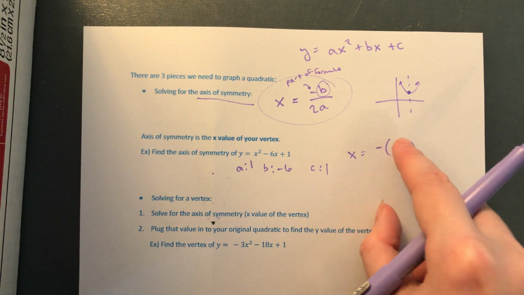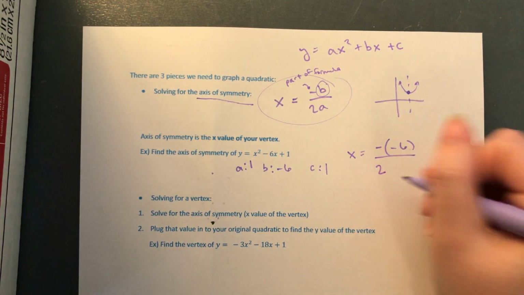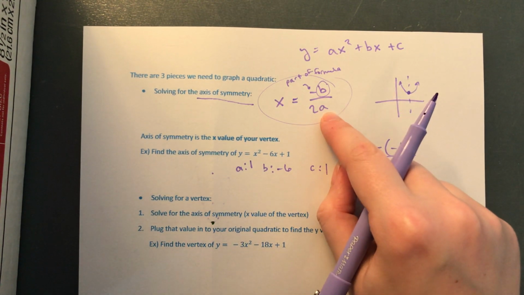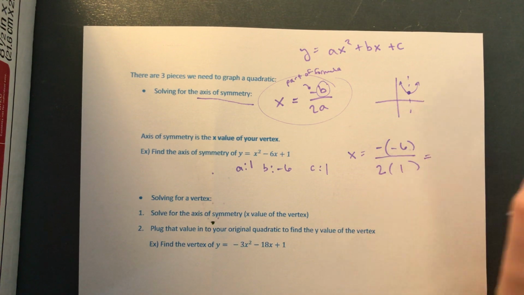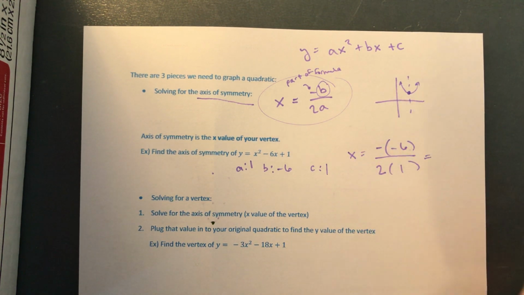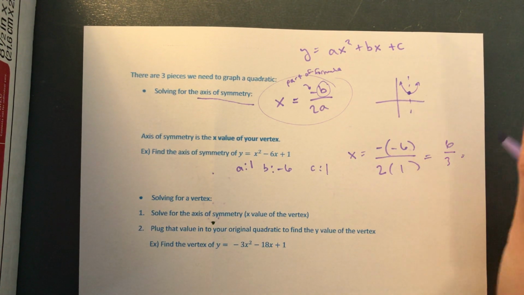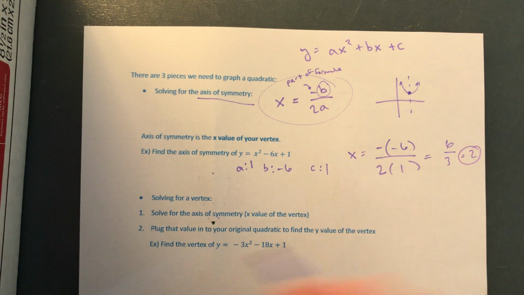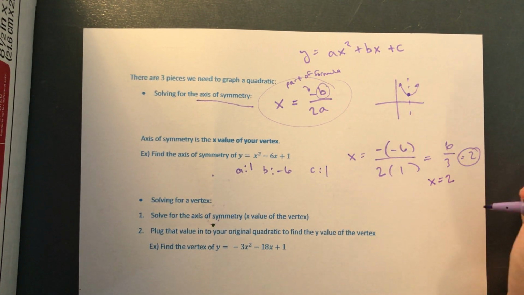And then set up some parentheses to plug in the b value. So it's negative b over 2 parentheses a value. And our a value is 1. And we go through, use order of operations, and simplify. Negative 6 makes a positive 6. 2 times 1 is 2. 6 divided by 2 is 3. So your axis of symmetry is the line x equals 3.